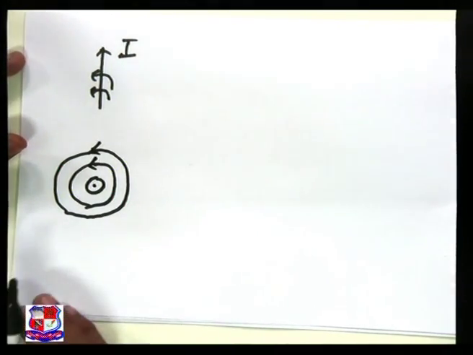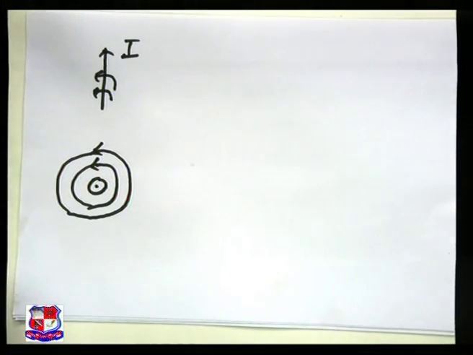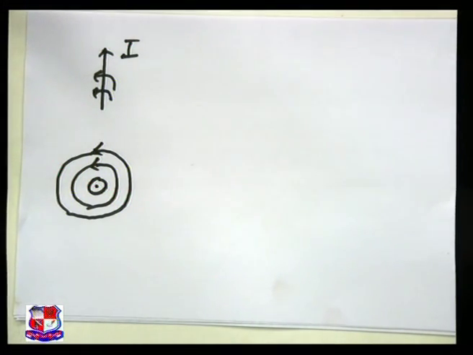The direction of magnetic field will be like this. So this is how we can find the direction of magnetic field.